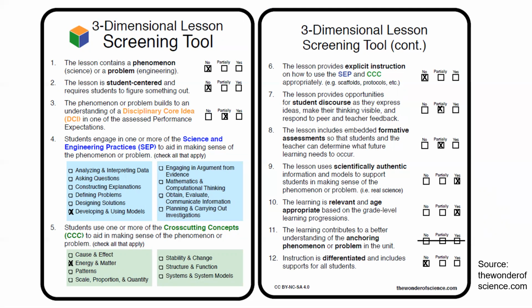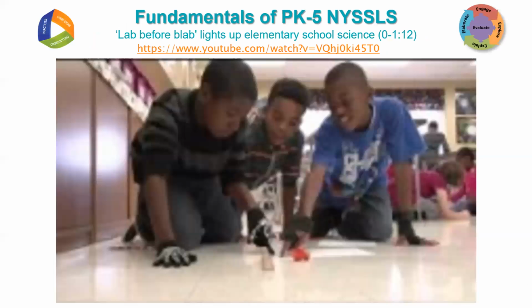Student discourse, yeah, they'd probably be talking during this activity. Formative assessments, not really. Just watching the teacher, nothing was explicitly designed in the lesson. It is scientifically authentic. It is relevant and age appropriate. Number 11, they really don't have an anchoring phenomenon or a problem. Just cross that out. And there wasn't any real inclusion of differentiation to support all students. You may not agree, but that's fine. We could argue.